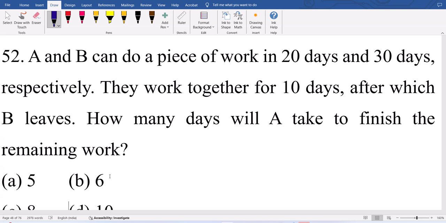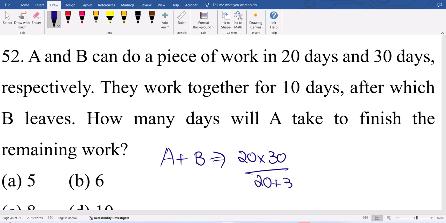See, listen, we can do LCM and a lot of stuff. I am just giving you another way of solving the question. Together, what is the time taken? What do we have to do? Product divided by summation, right? 600 divided by 50, which is nothing but 12. So 12 days.